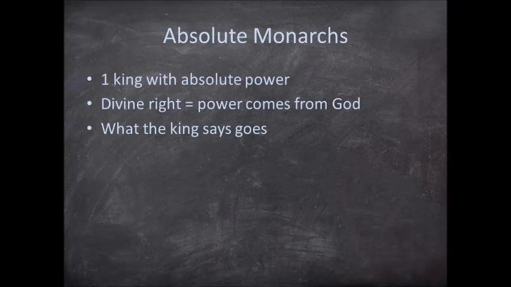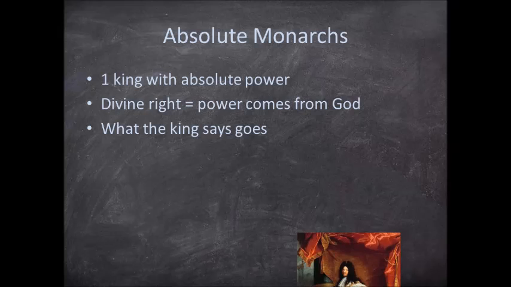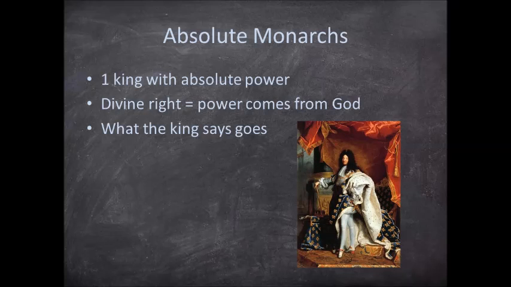To our time period of absolute monarchs. That means one king with absolute power. He does this through divine right, which is his power comes straight from God, so you really can't question it. And then what the king says goes. Whatever he says becomes law. You can't question it, you do what he tells you to do. And this wonderful person here is Louis XIV. He was the person we looked at in detail because he is the example for what an absolute monarch really is.